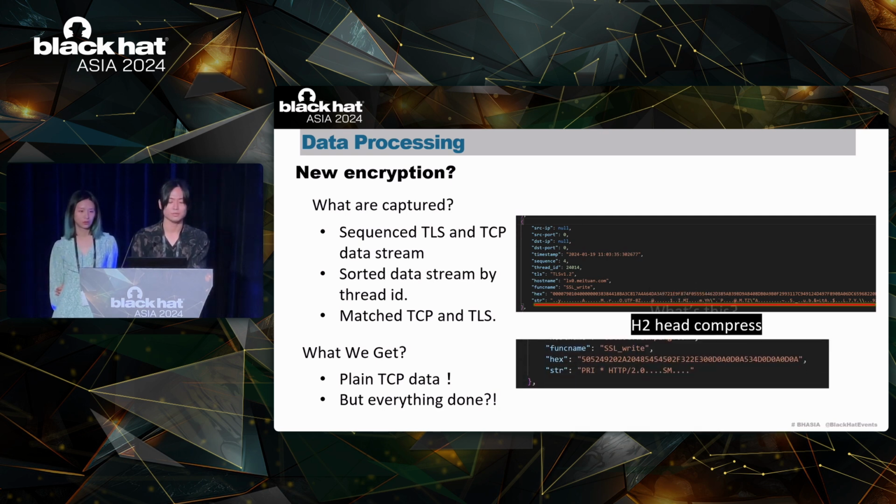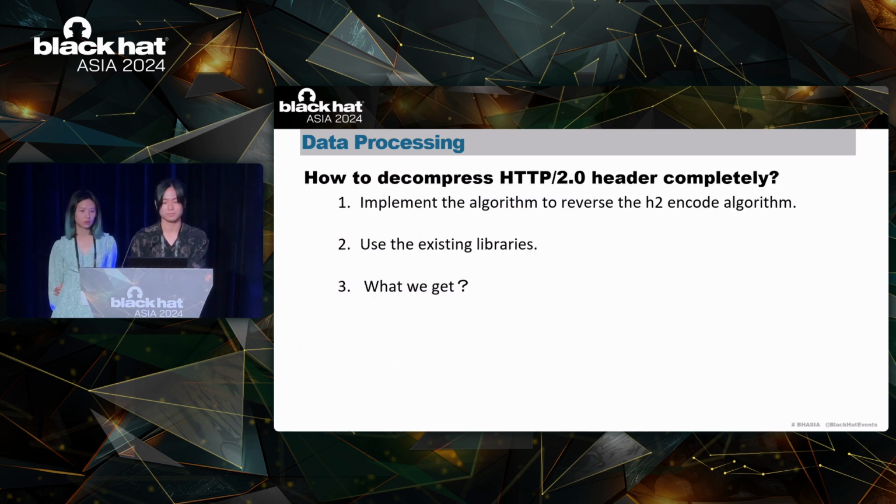Then we analyzed the context of this connection. We confirmed that it's an H2 connection, and the strange data is a header compressed by H2, which is a major feature of it. So, for a more convenient experience for researchers, we decided to provide a decompress function in our tool. But we don't suggest you implement the algorithm to decompress the H2 header as RFC 7540 defines.